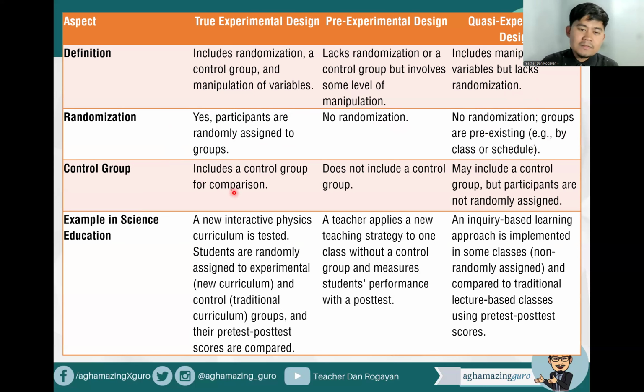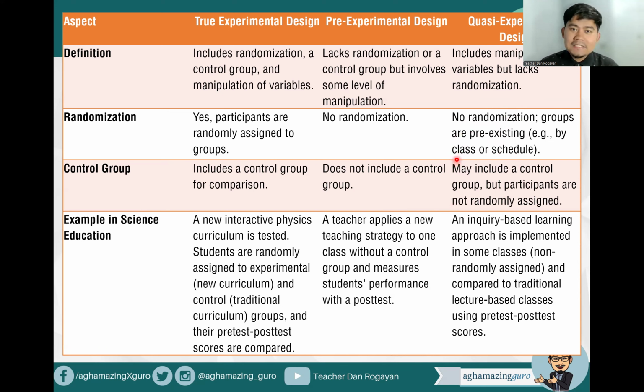So for control group, true experimental includes a control group for comparison. While pre-experimental does not include a control group. Remember our experimental and control group as the basis for comparison. Then quasi may include a control group, but participants are not randomly assigned because there is no randomization for quasi.